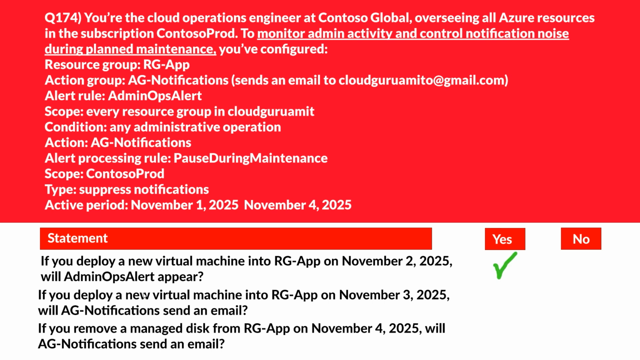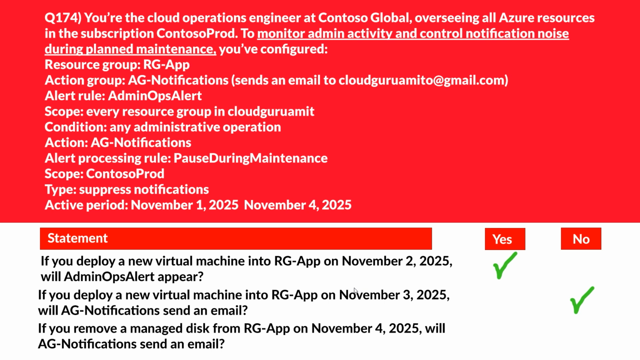Now let's move to statement 2. Statement 2 says if you deploy a new virtual machine into RG app, that is RG app is this resource group, on November 3, 2025, will AG notifications send an email? If you look here, the pause during maintenance alert processing rule is active on November 3 as per the question here, and here it says the active period as November 1 and November 4, right? So November 3 is not listed here, so therefore the answer is no.